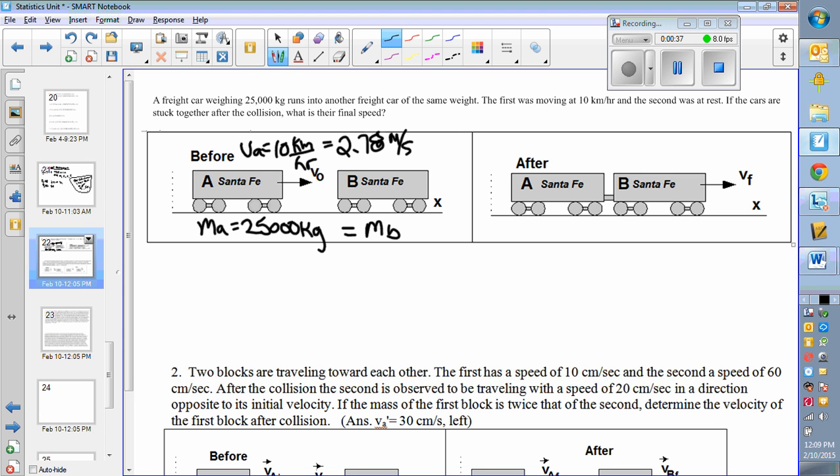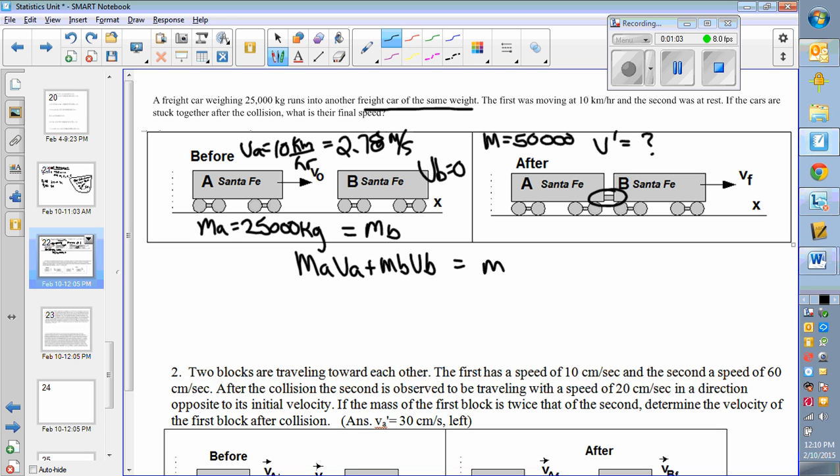If you were to convert it, VB is going 0. They stick together afterwards, so you only have one object after. You don't know its speed. You do know the mass of that object is 50,000 though, because it's both of them, and they are identical, of the same weight. So when you set this question up, you've got two objects before, MAVA plus MBVB, and afterwards you just have one object, MV prime. Your second object is not moving, so that is 0.